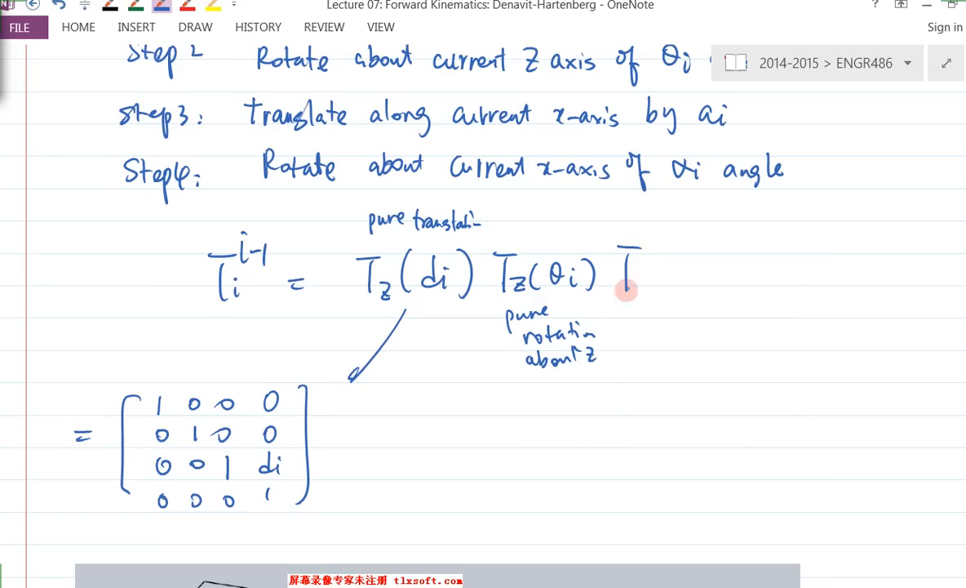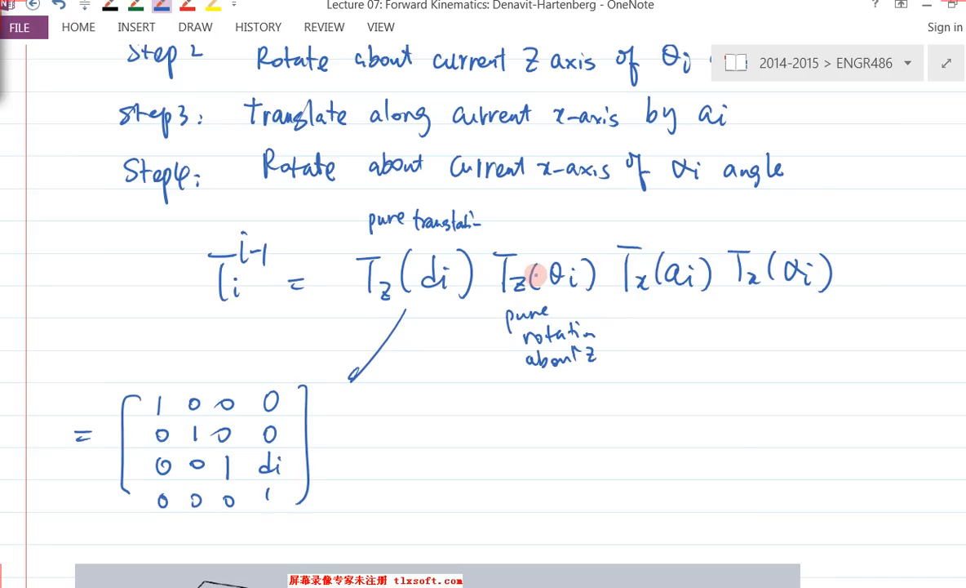So let's keep going. And then you have the TX translation, and then TX and alpha I, right? It's a little confusing. You also have the T here. If you want to change the symbol, let's say you want a capital D or something, that's fine. But basically that's what I mean here. That makes sense?